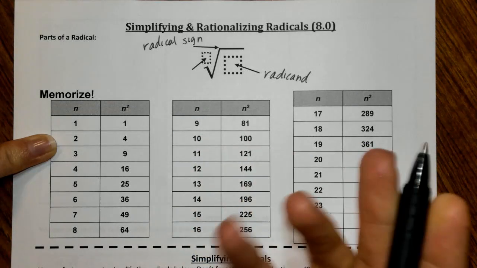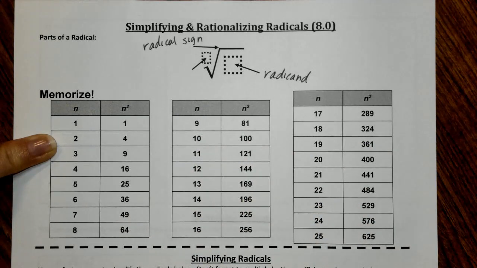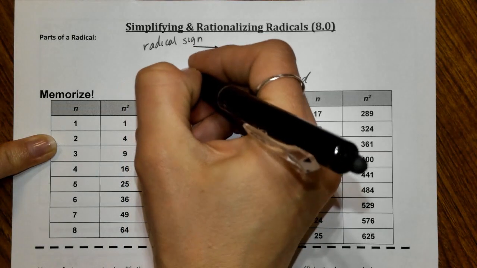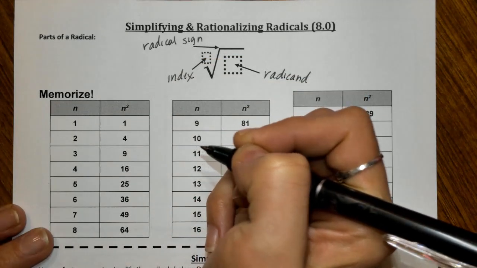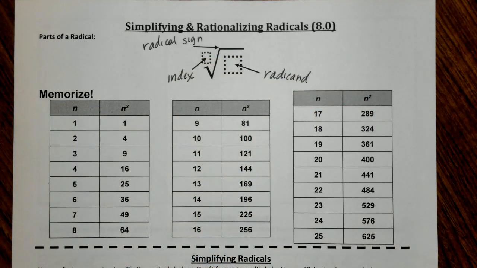But if you add an additional number, you can have the cubed root. And after 2, once you get to the cubed root, you have to start putting a number. This is called the index. We will never talk about the index in this class, but we will talk about the radical sign and the radicand.